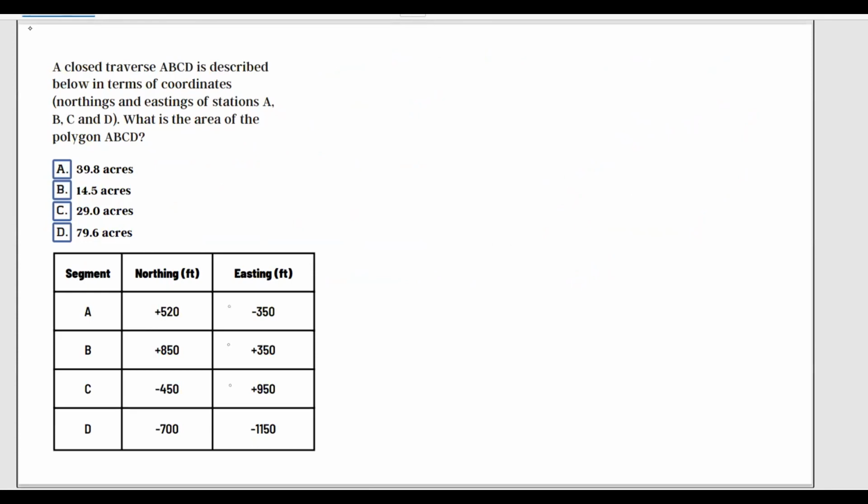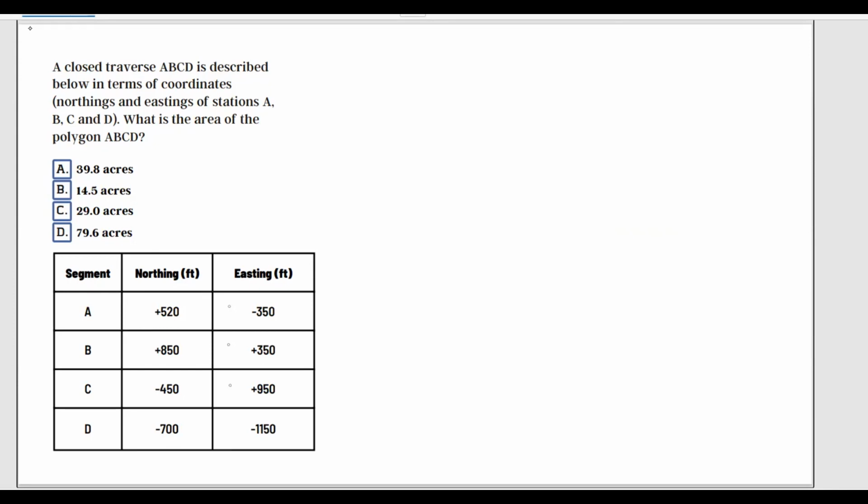I believe this is our final problem for today. A closed traverse ABCD is described below in terms of coordinates, northings and eastings of stations A, B, C, and D. What is the area of the polygon ABCD? Every time I hear about a polygon with coordinates, I think of area by coordinates. So this is what I'm going to use today.